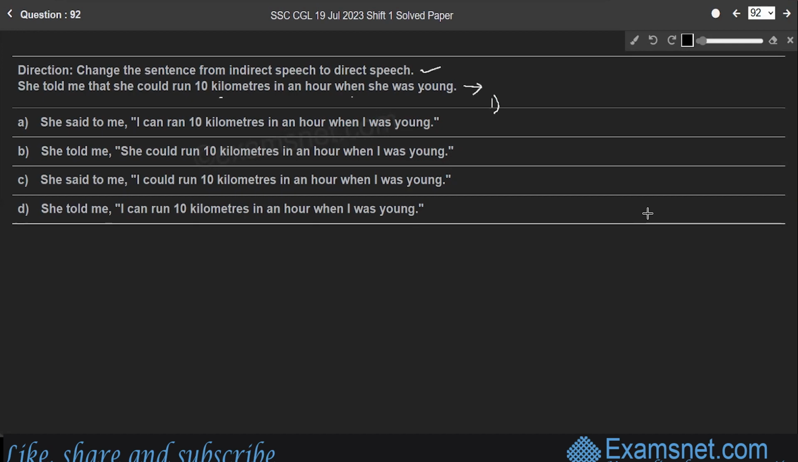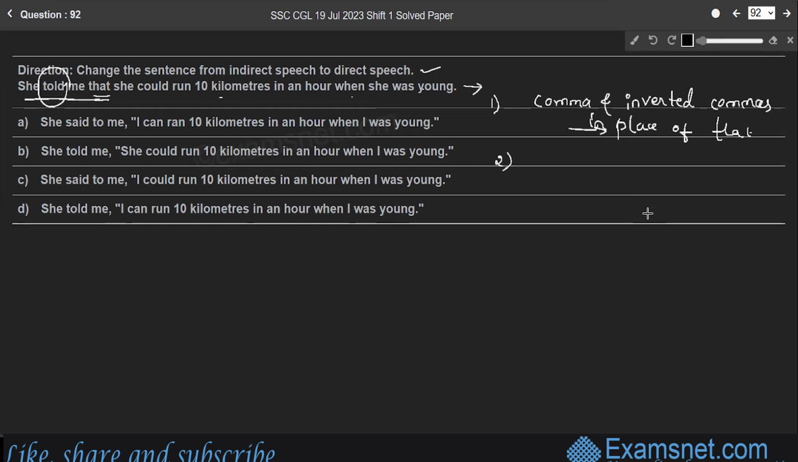First and foremost rule is the use of comma and inverted commas in place of the conjunction that, right? So comma and inverted commas in place of the conjunction that. Here the sentence says she told me that, so in place of told you can use said also.